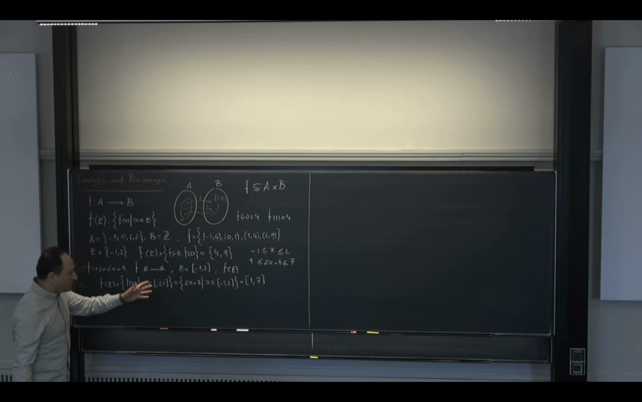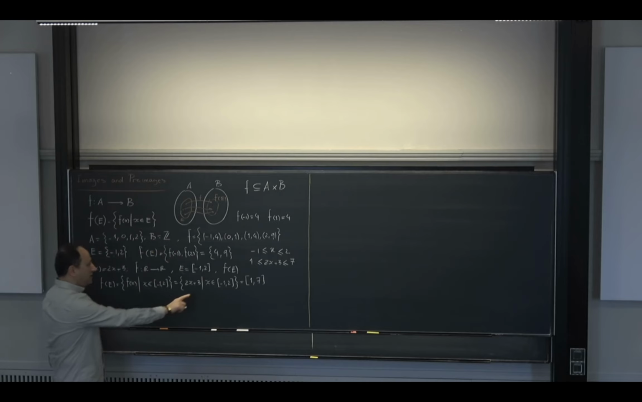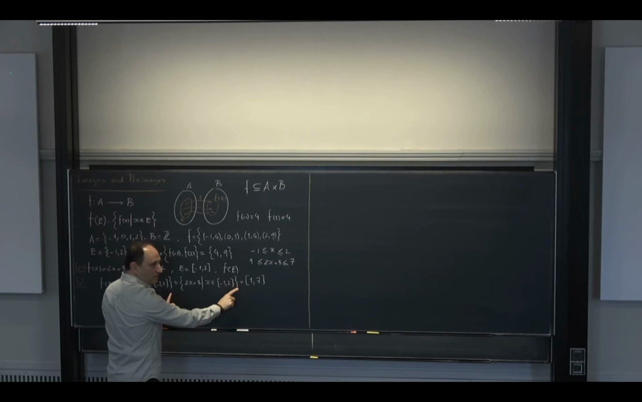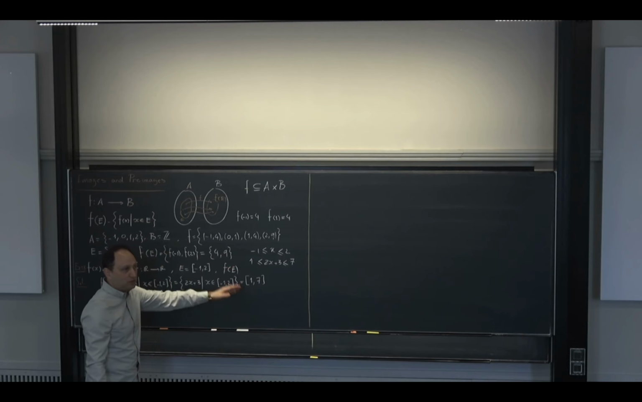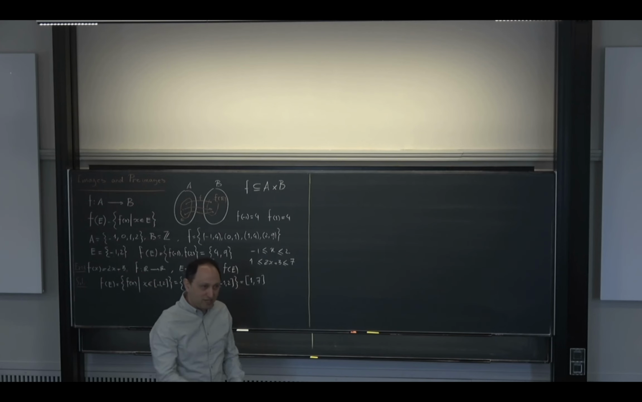I am a little bit sloppy because this equality is between two sets. And whenever I want to prove that two sets are equal, I have to prove that this one is a subset of that one, and that one is a subset of this one. But I am relying on your intuition that in this case it works.